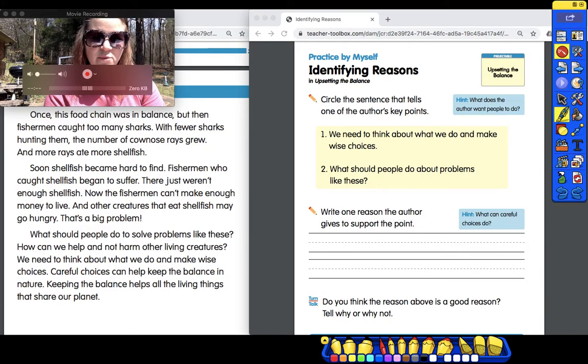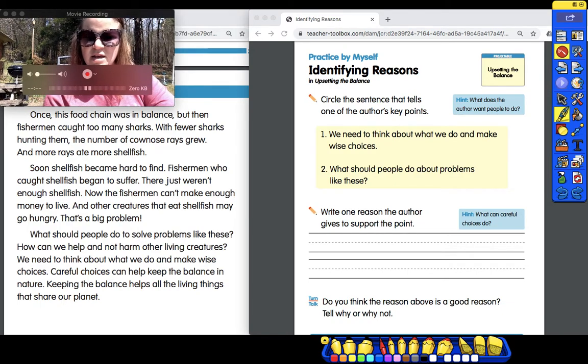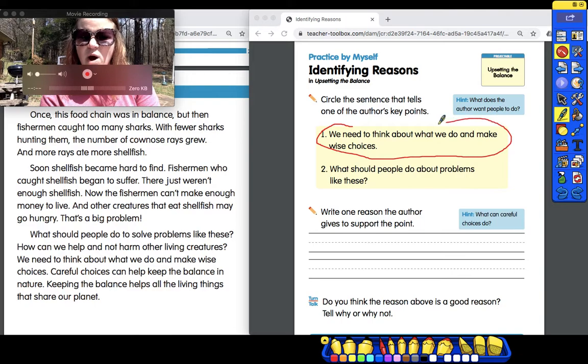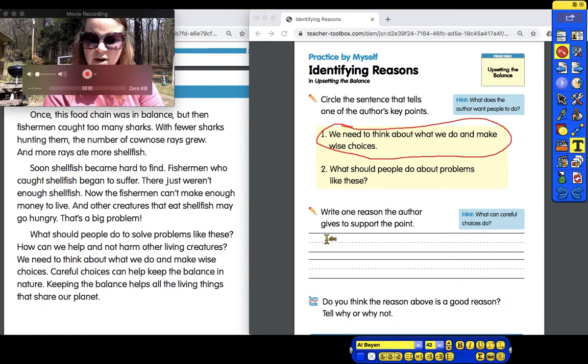Alright, so hopefully you did that workbook page on your own. What is the key point that the author wants us to know? Number 1, we need to think about what we do and make wise choices. And we saw from the example with the fisherman that that's a good reason. Now, for the reason on this, you should have written something around the lines of this right here. Okay, we need to think about what we do and make wise choices.